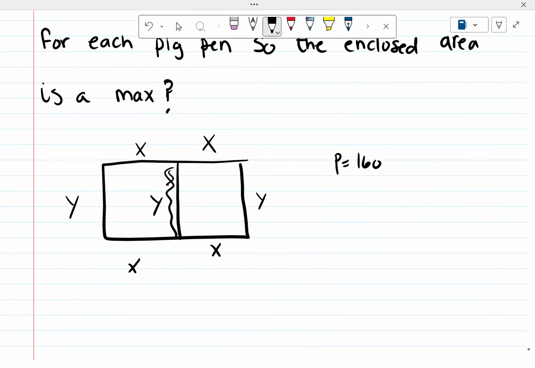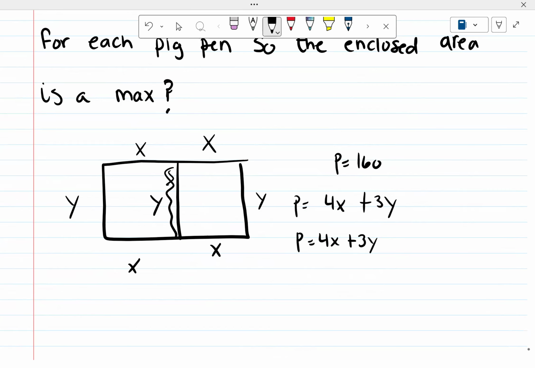and then this length here would be y. So we know that the perimeter is 160, or you could think of it as adding up all the sides. So if you add up all the side lengths, what do you get? This would be 1x plus 1x plus 1x plus 1x, that's 4x. And then 1y plus 1y plus 1y, that's 3y. And you get perimeter is 4x plus 3y.